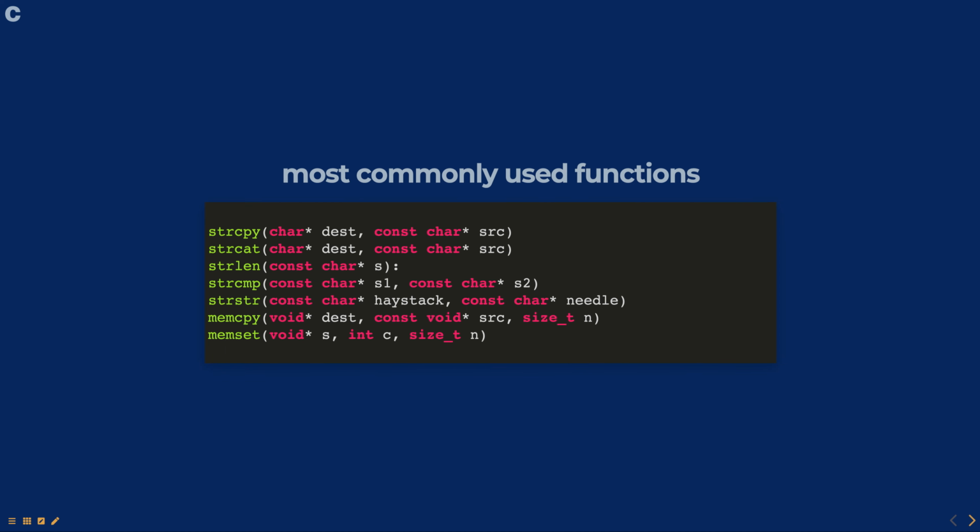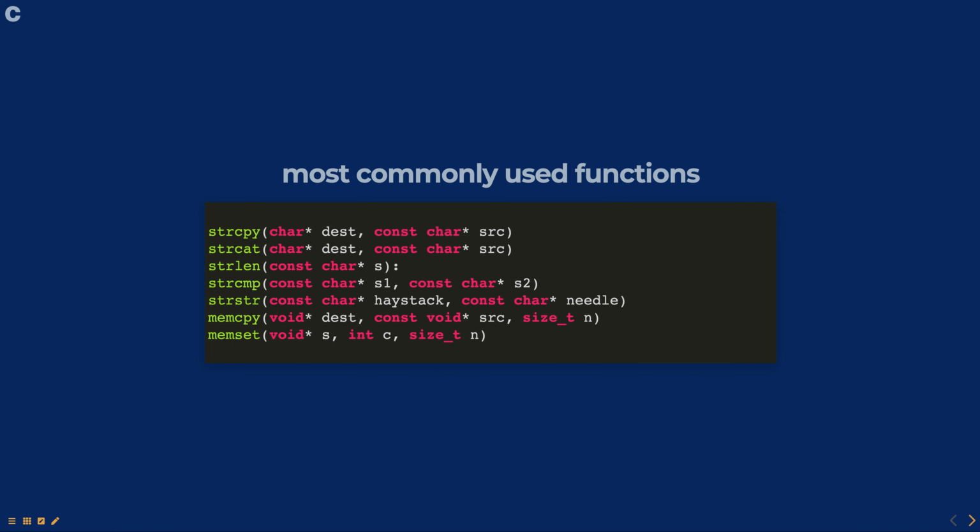strcpy copies the content of the string pointed to by source to the memory pointed to by destination. strcat concatenates or appends the contents of the string pointed to by the source to the end of the string pointed to by the destination. strlen returns the length of the string, not including the null character.